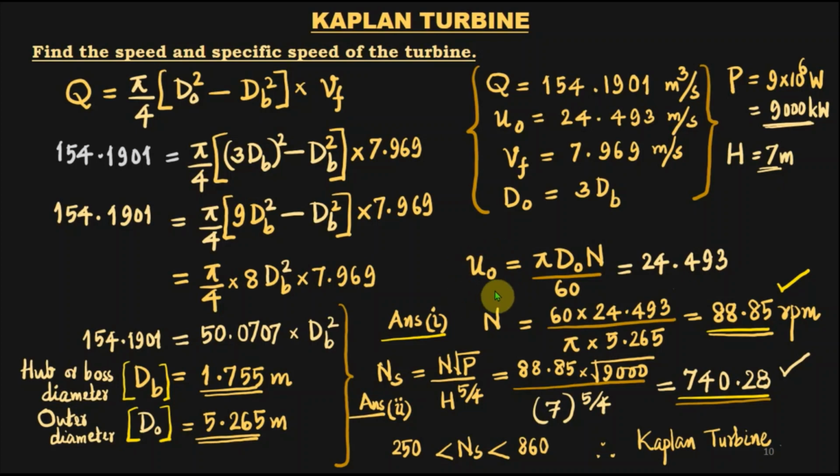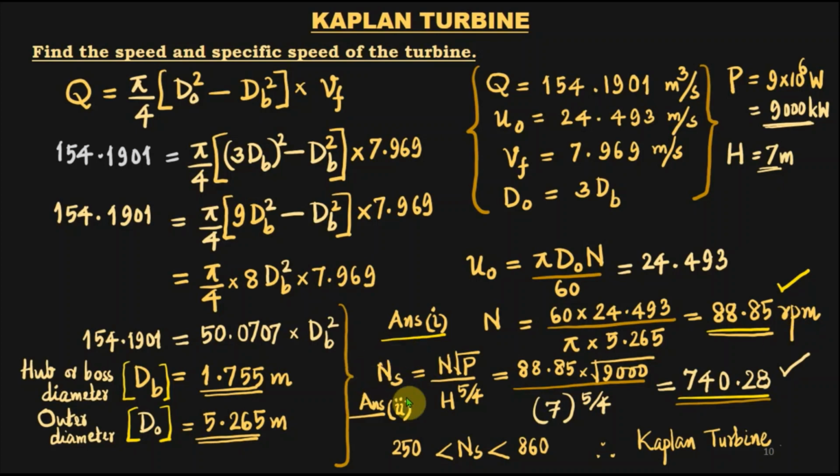Tangential speed based on the outer diameter is given by U naught is equal to pi d naught n by 60, that is equal to 24.493. We have calculated U naught already. And from this n can be found out. So n is equal to 60 into 24.493 divided by pi into 5.265. From this you will get rotational speed of the runner, n is equal to 88.85 rpm.